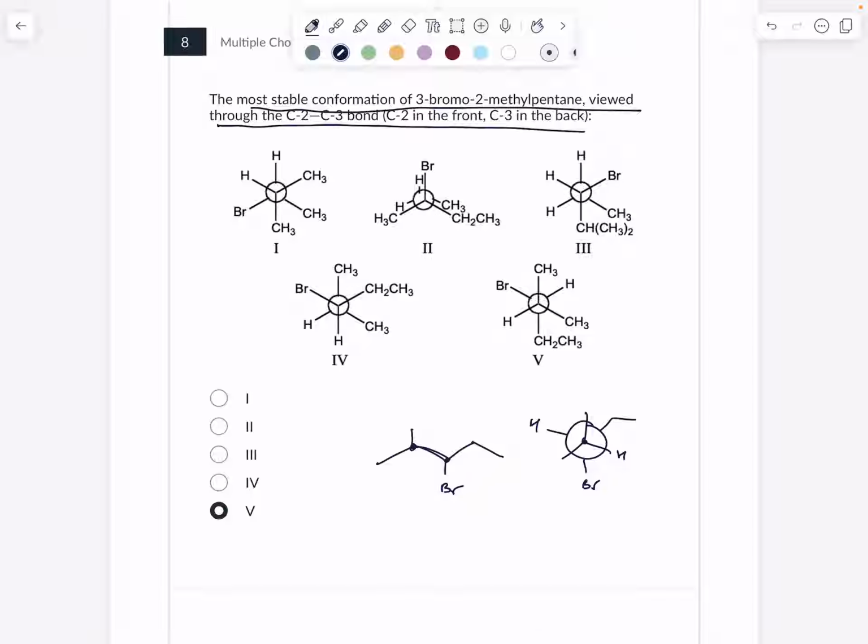Let's see. More stable has the bigger groups further apart. So I'm looking for that, but the first thing I'm going to look at is which one of these is actually even an appropriate structure. So we need hydrogen and 2 CH3s on the front. It actually doesn't matter if they're on the left or the right or what their configuration is because we weren't given R or S. So they did not tell us the chirality, just which molecules were where.